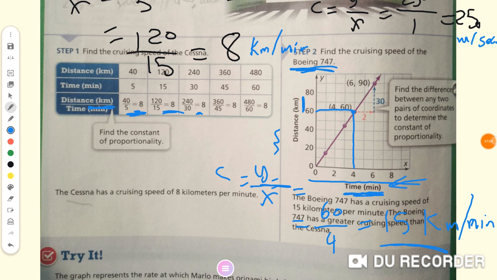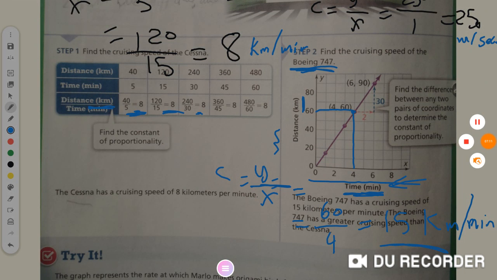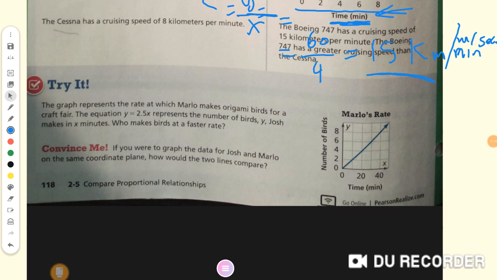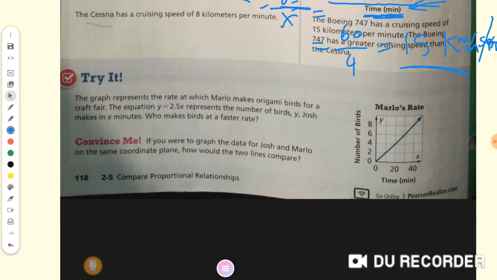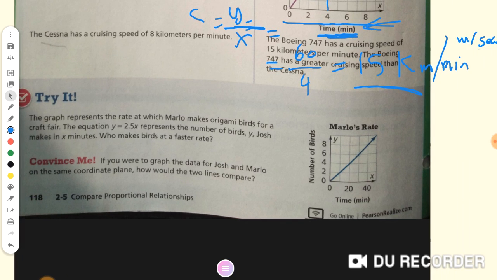Let's take another example. In this example, the right one, we want to compare proportional relations in the shape of the equation y equals mx. M here is the constant of proportionality. So I can say that the constant of proportionality, from here, y over x, equals 2.5. So the constant rate here is 2.5.